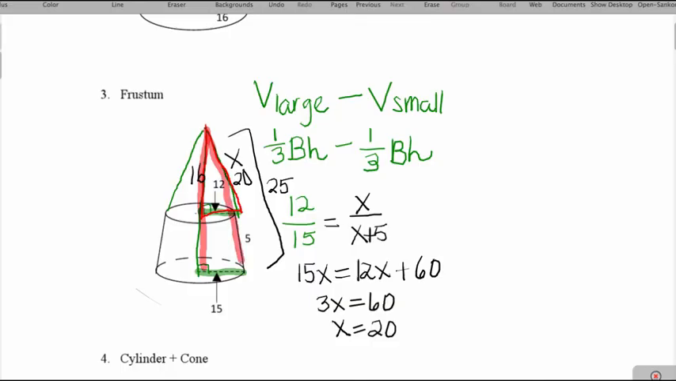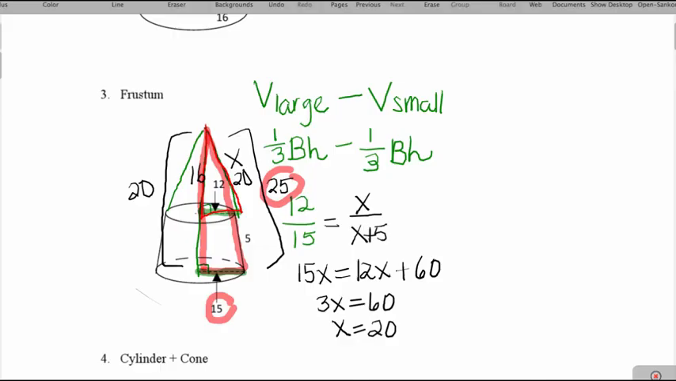Now if I highlight the larger cone, the larger right triangle, to find now the height of the larger cone, I'm going to use these dimensions, 15 and 25. I know that 15 is equal to 3 times 5, 25 is equal to 5 times 5, so therefore the height of the larger cone would be equal to 4 times 5, or 20. Now I think we have all the information we need to go ahead and find our volumes.